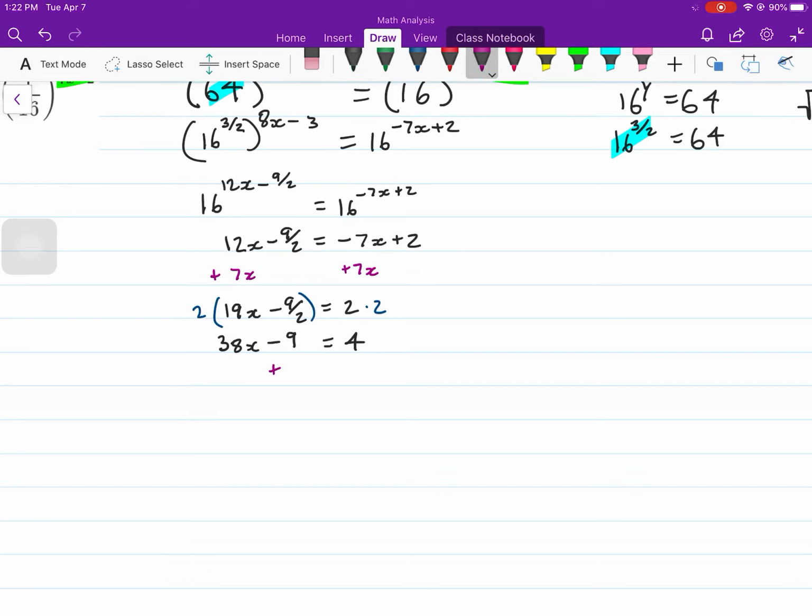Then I'm going to go ahead and add the 9. And then divide by 38. And x equals 13 over 38.